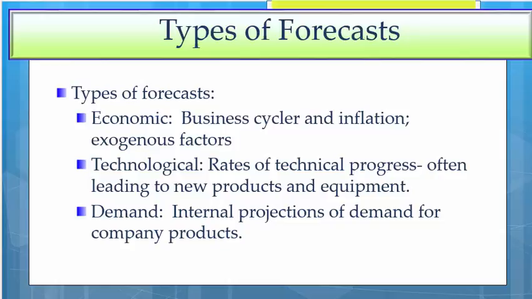So those are the 2 external types of forecasts, and then internally are demand forecasts, and these are internal projections for demand, and they can help us with all types of products within our company. And we can forecast for the overall demand or for one particular part of the demand. There's a whole array of ways. But these are the 3 major types of forecasts: economic, technological, and then demand forecasts.